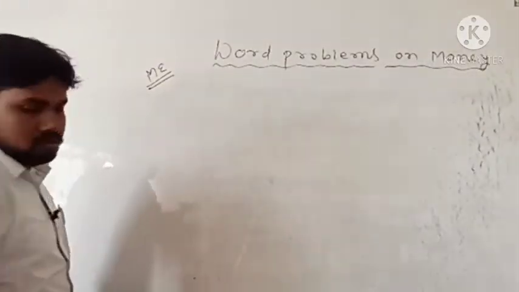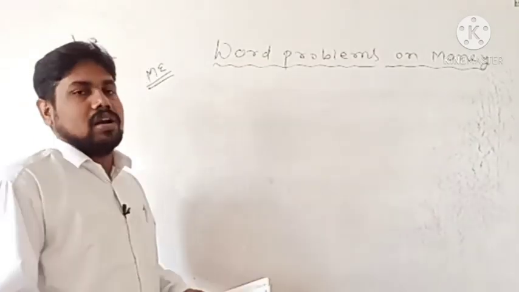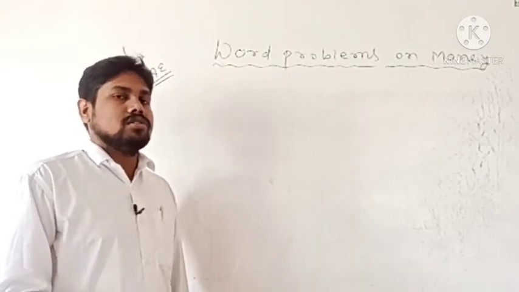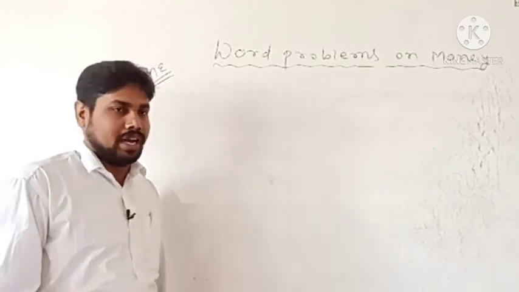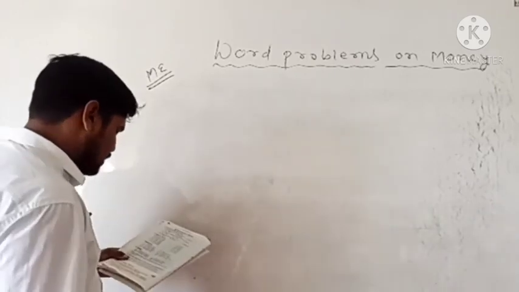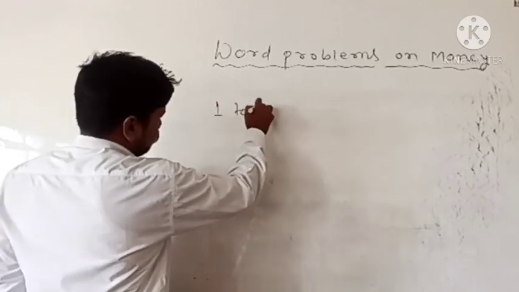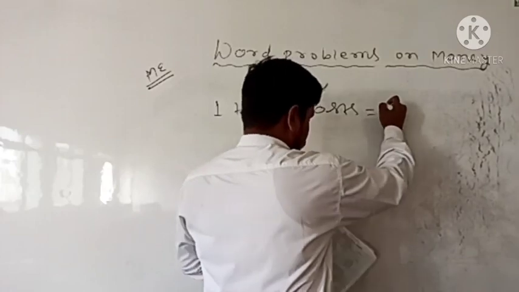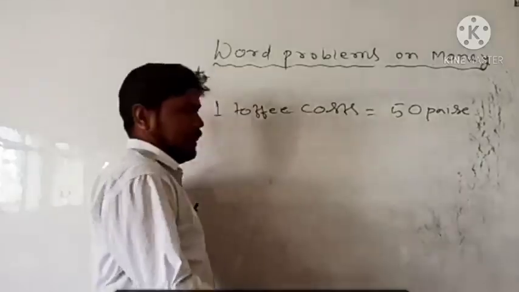So first let us do it directly without converting into rupees. Earlier also we have learned two processes, right? In addition and subtraction also, we can do it by converting and without converting, right? So here also we can do like that. So here 50 paise is the cost of a toffee. So one toffee cost is equal to 50 paise. I am not converting here, directly I am doing, okay?